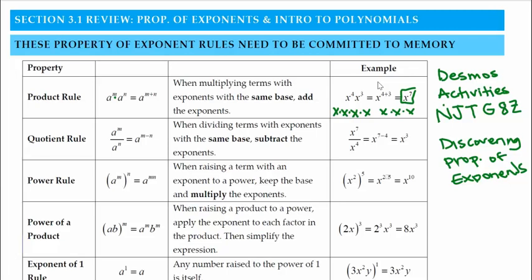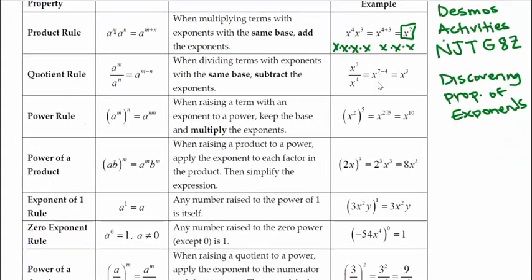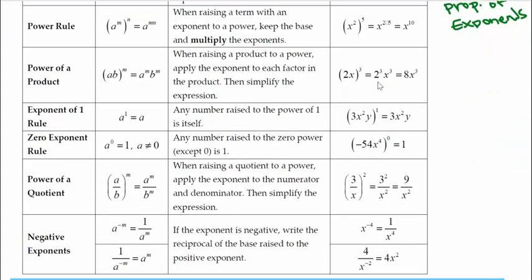Then there's a power rule, so you'll have some parentheses and something all raised to a power. Well, that means that you're going to be multiplying these exponents together when you have a power raised to a power. So you can see over here, x to the 2nd, all raised to the 5th would be x to the 10th, because you're just multiplying those together.